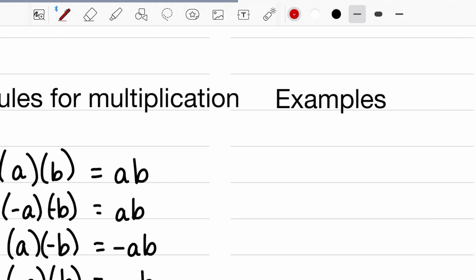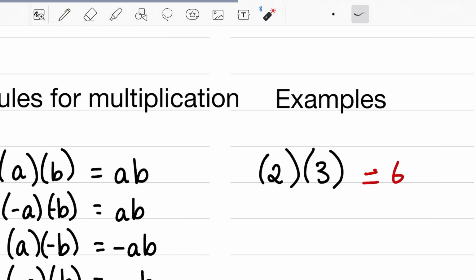Okay? So let's look at an example. Let's take positive 2 multiplied by positive 3. Right, so we separate them with brackets and it's understood that we are multiplying 2 times 3. Now that's going to be equal to positive 6. Since both of these numbers are positive, your sign is also going to be positive for your answer.